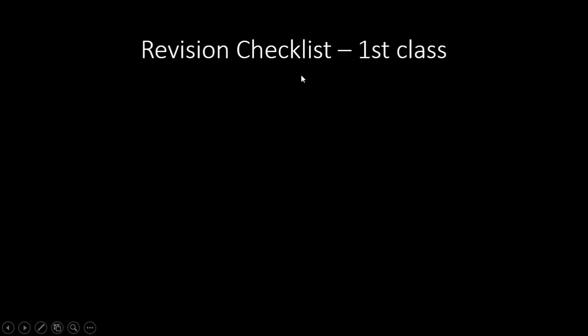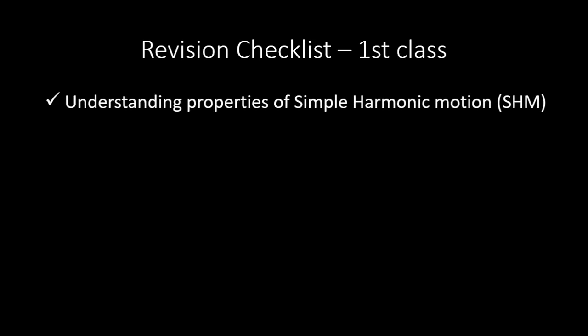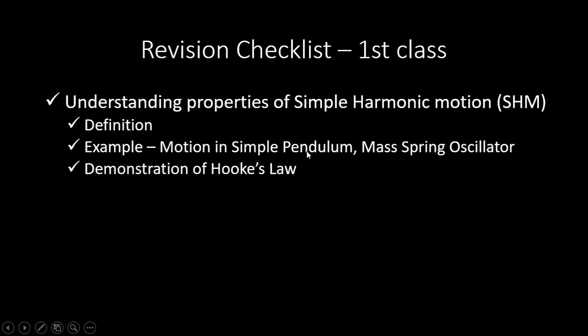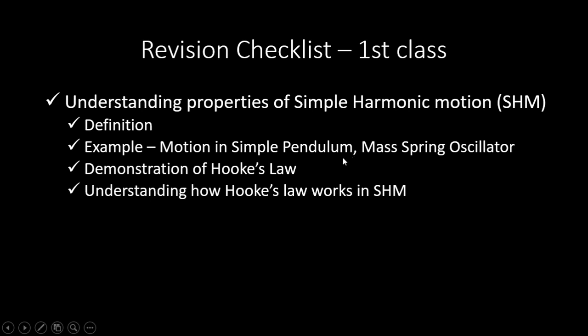So at the end of today's class, let's revise what we have learned. We have understood the properties of simple harmonic motion. We have provided the definition. Now we know the advanced acceptable definition of simple harmonic motion, and as an example we can say the motion of a simple pendulum or mass spring oscillator. And we have demonstrated Hooke's law, and we have understood how the mathematical formula used in Hooke's law is also applicable for the motion of simple harmonic motion.